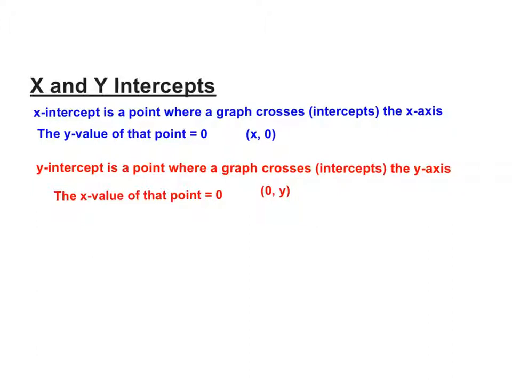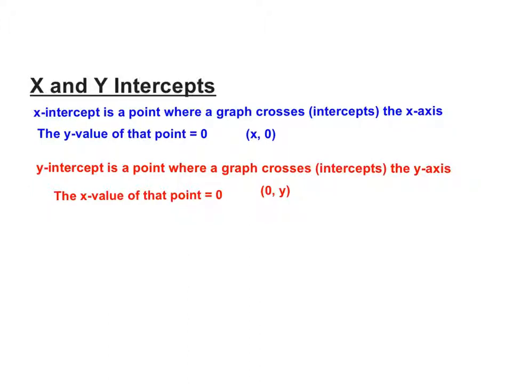So you know the next line too here. The x value of that point equals 0. So the y-intercept will always be in the form 0, comma something. Which again makes it easy to find when we have an equation.